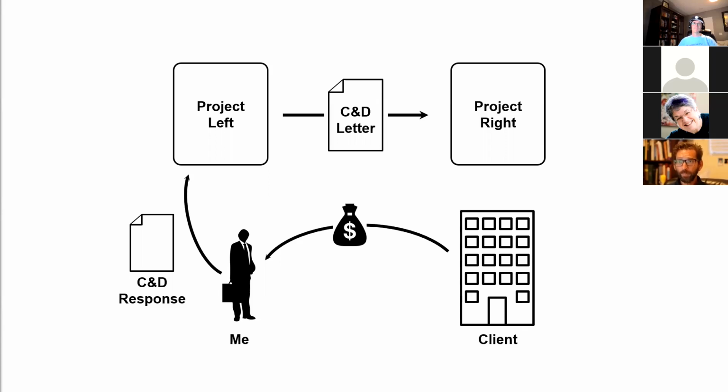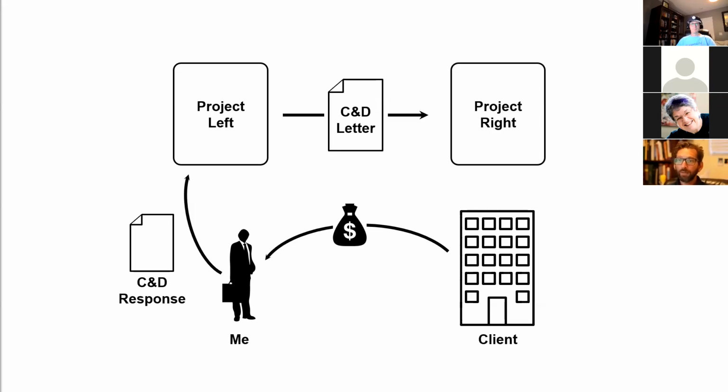So you might first be wondering, why would my client pay a lawyer to respond to a cease and desist letter that's not addressed to them? Well, the client was a sponsor and user of Project Right. So if Project Left was successful in shutting down Project Right, my client would lose money and would have to redevelop their product and risk getting sued by Project Left. And you might also be wondering, why would one open source project care if another open source project is using their code? I mean, they're both open source projects.